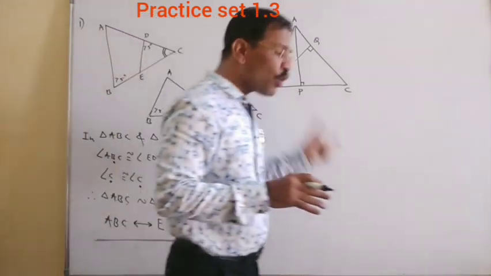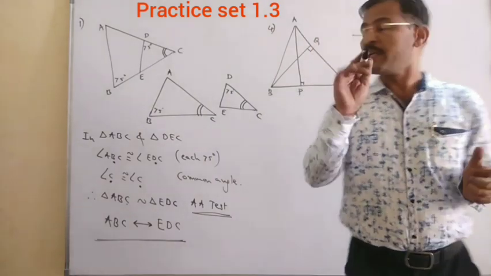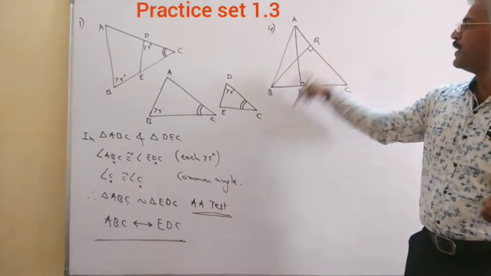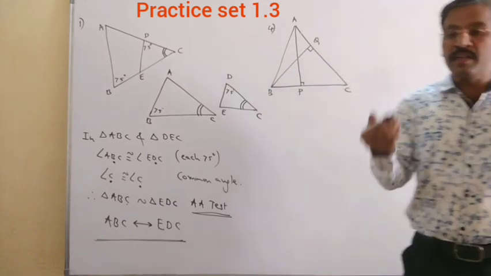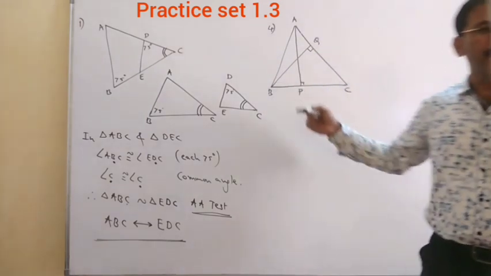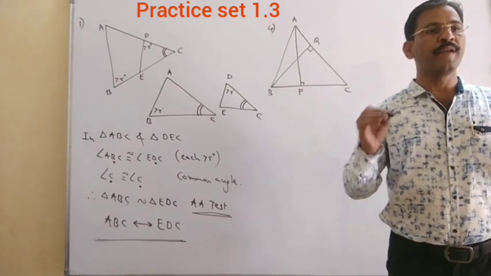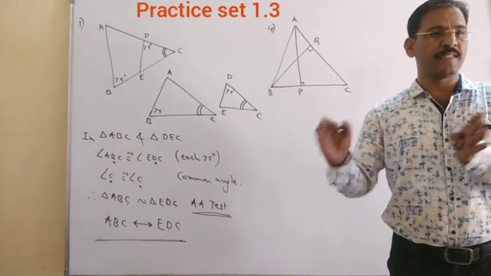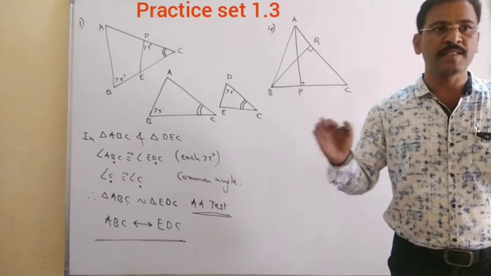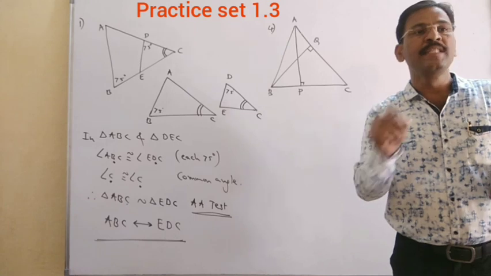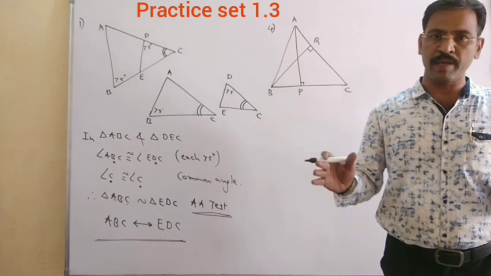See here, in the fourth sum, what they have given to us in this figure: ABC is there, AB perpendicular to BC, BQ perpendicular to AC. What they asked us: in the triangle ABC, AB perpendicular to BC, BQ perpendicular to AC, B-P-C, A-Q-C. Then prove that triangle CPA is similar to triangle CQB.